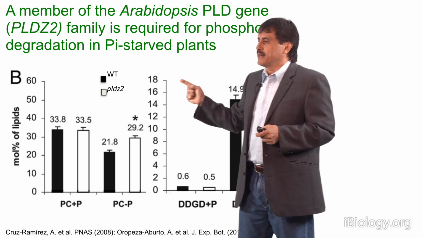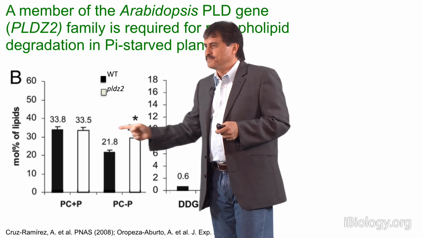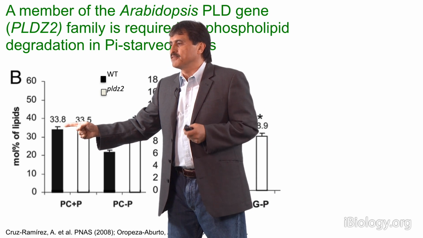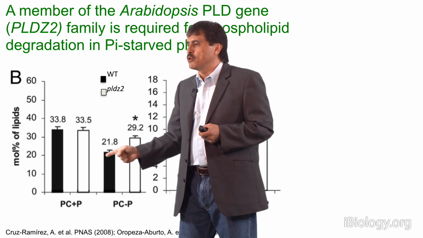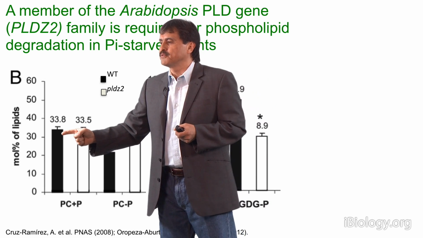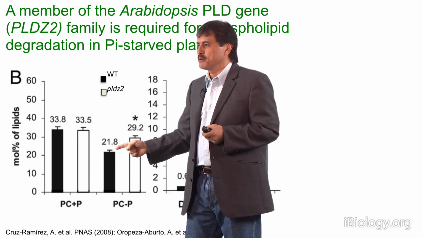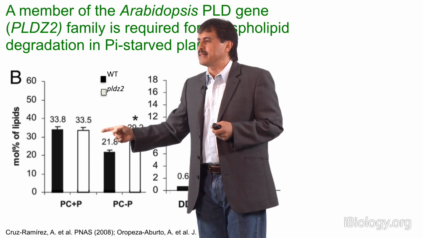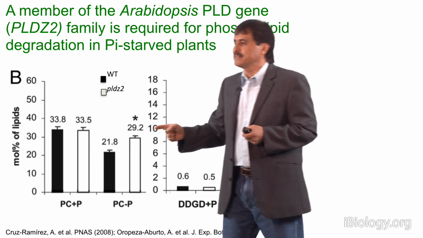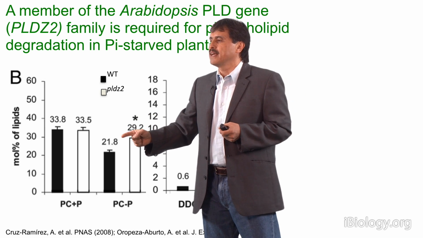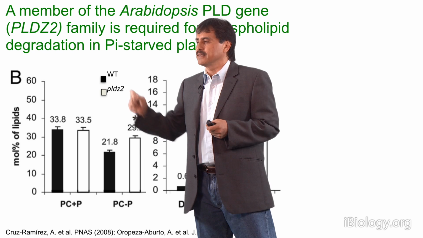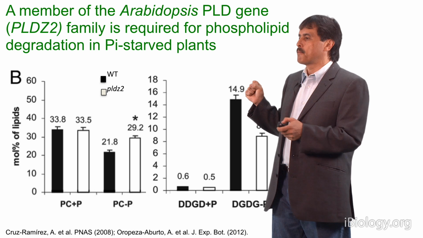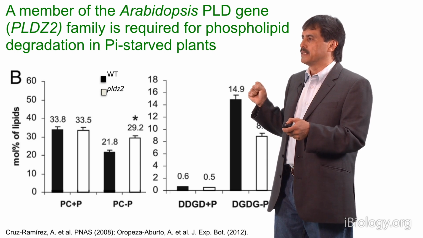When you mutate this gene, when you have a plant with sufficient phosphorus nutrition and you expose it to low nutrition of phosphorus, the level of phosphatidylcholine decreases because this phospholipid is degraded. When you mutate the phospholipase D2, this decrease is much less, suggesting that this enzyme is directly involved in the process of phospholipid degradation activated by low phosphate availability.